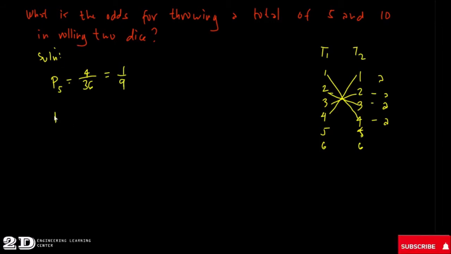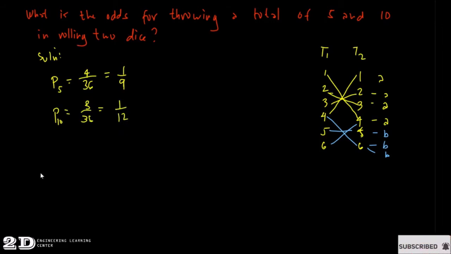Then you have the probability of getting 10. Okay, so let's just have that one in another color. So that will be 5 and 5. So this will be B, then 6 and 4. Then 4 and 6. Okay, and so maybe that is the 3. Okay, so we have 3. So 3 over 36, which is equal to 1 over 12.